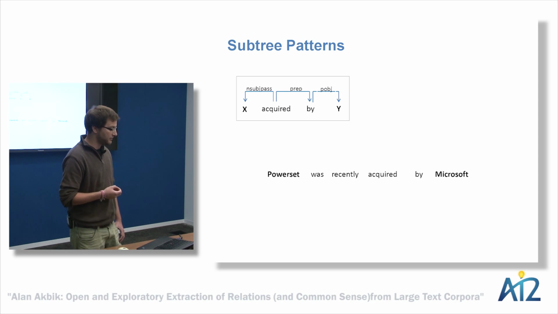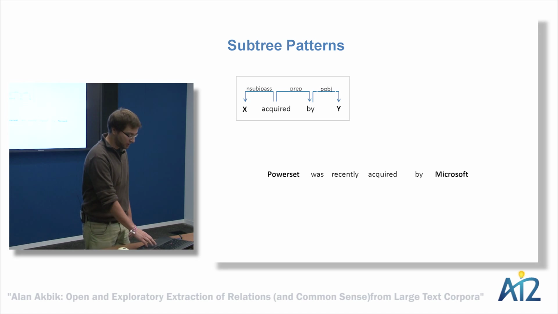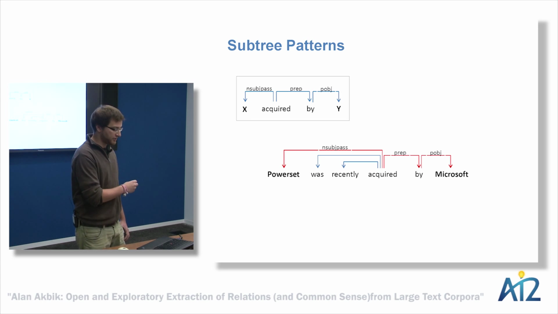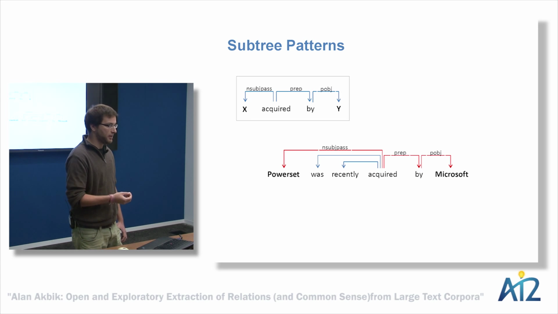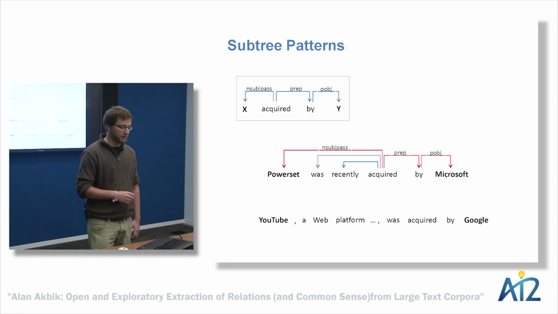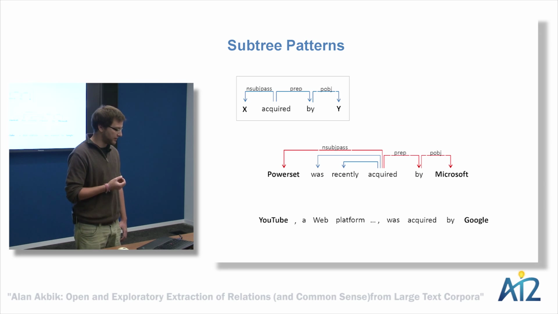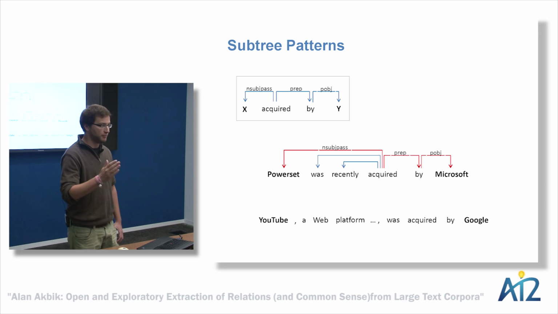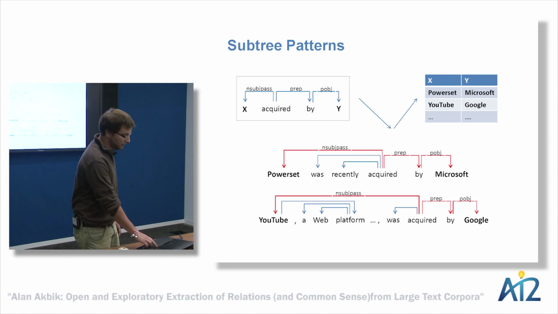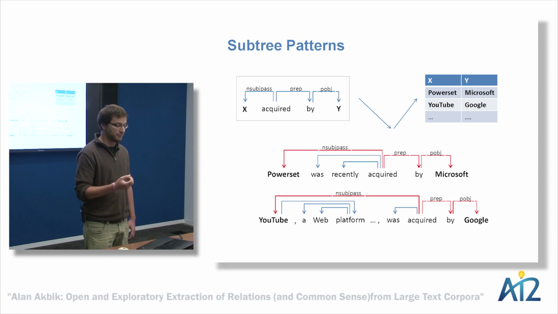So if we have a sentence like this one, PowerSet was recently acquired by Microsoft, we do a dependency parse, and we find this exact subtree in this sentence. Even though there's some words in between, there's a "recently" in between, it doesn't matter, because the overall syntactic structure remains the same. And even if there's a lot more stuff in between, like in the sentence in the previous slide, YouTube, comma, a web platform, blah, blah, blah, comma, was acquired by Google. Even here, the overall syntactic structure remains the same. So the same pattern matches all these different sentences. And so if we fire this pattern against these two sentences, we get two relation instances, namely PowerSet Microsoft and YouTube Google.